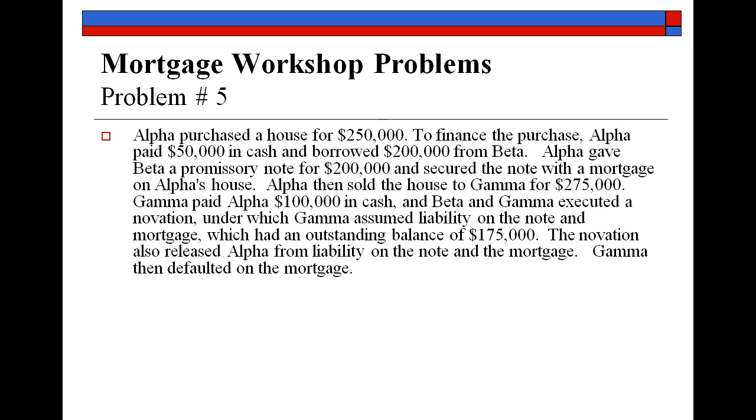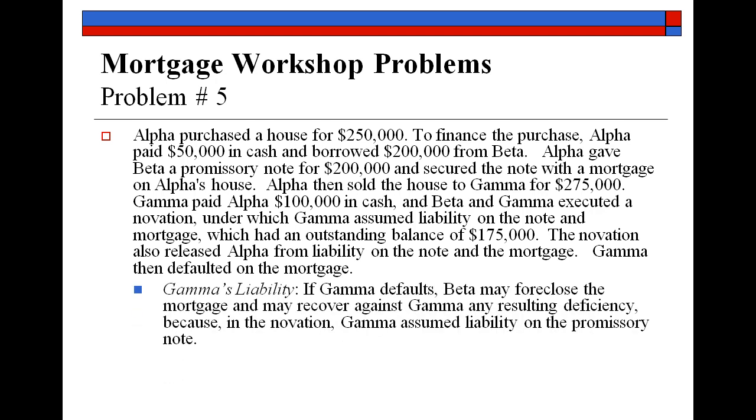We start with Gamma's liability. If Gamma defaults, of course, Beta may foreclose on the mortgage. In this case, Beta may also recover against Gamma for any resulting deficiency. Remember, Gamma and Beta entered into a novation, which is a new agreement. In this new agreement, Gamma assumed liability on the promissory note. Therefore, Gamma does have personal liability for any resulting deficiency.